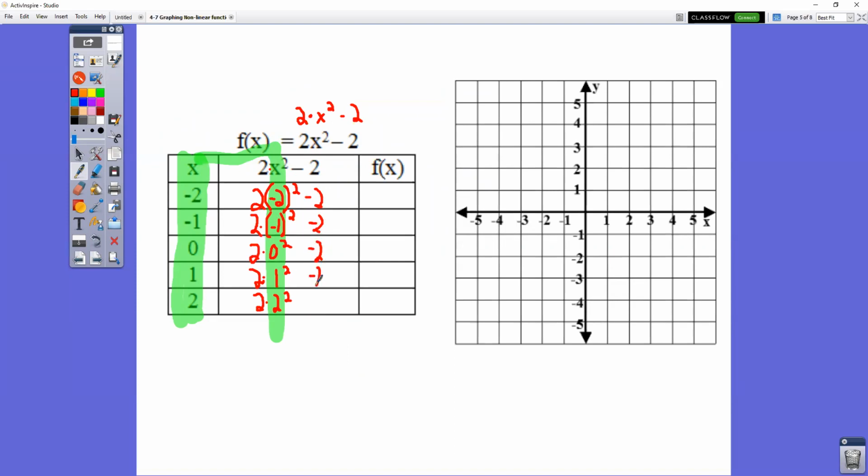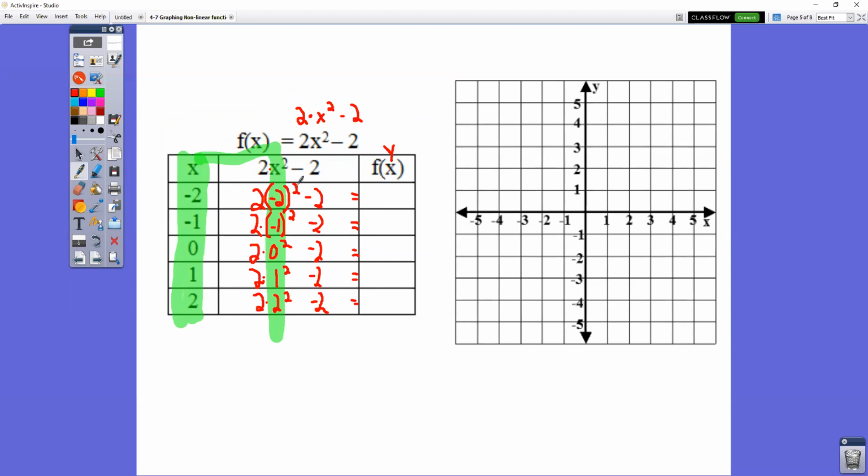Now, you can take these and type these right into the calculator exactly how they look and put your answer in this y or f of x column. Be very careful. Again, if you go to type these into the calculator, you have to put parentheses around your negative numbers, around that -2 and around that -1. If you don't put parentheses, you will get every single one wrong.